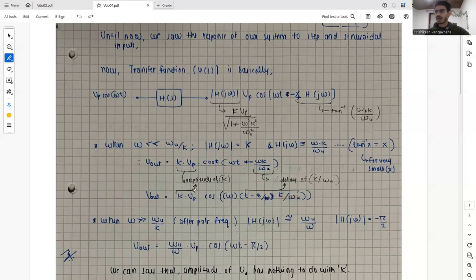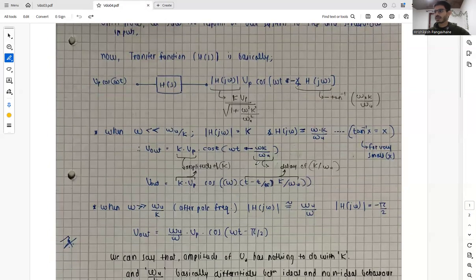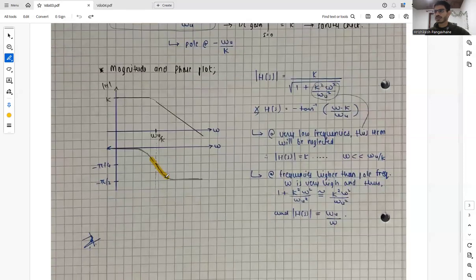Now in this condition, where omega is much greater than omega u by k, after the pole frequency the transfer function magnitude comes to about omega u by omega, and the phase introduced is nothing but minus pi by 2. As we saw here, the phase introduced is minus pi by 2.